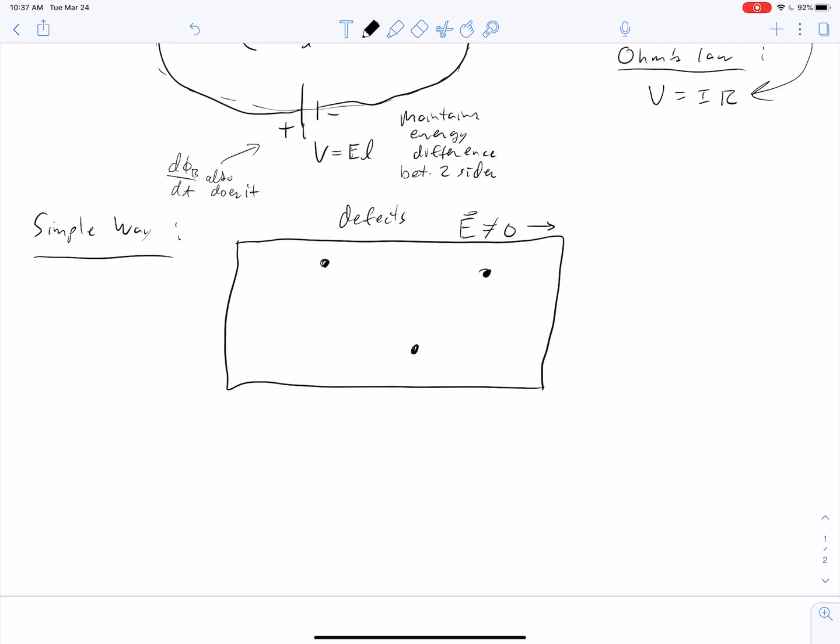It's pointing to the right. And then what's going to happen is my charge carrier, and let's just assume we have positive charge carriers. Well, let's just assume they have some arbitrary charge Q. The charge carrier is going to move, but then it's going to hit one of those defects and bounce. And then it's going to hit another defect and bounce. And so you're going to get this bouncy, diffusive kind of behavior.